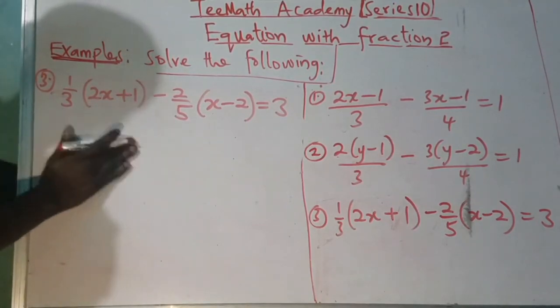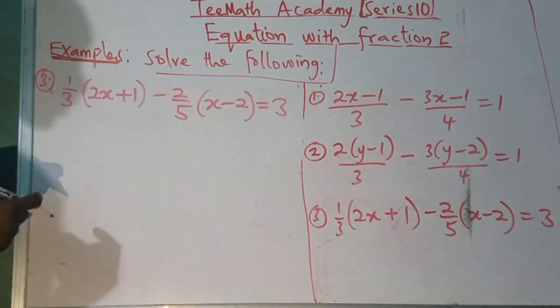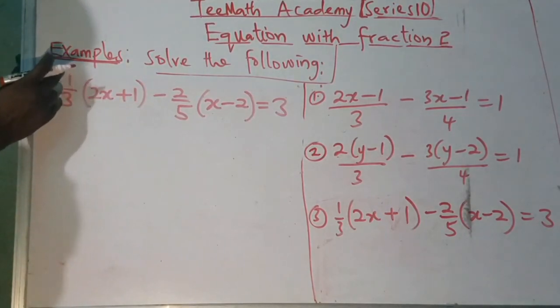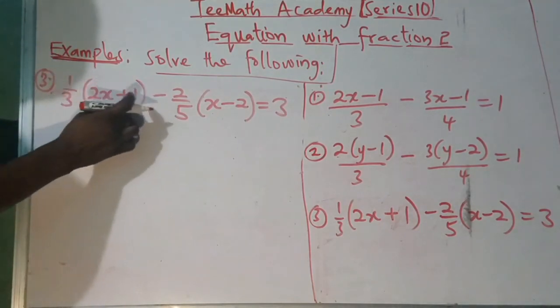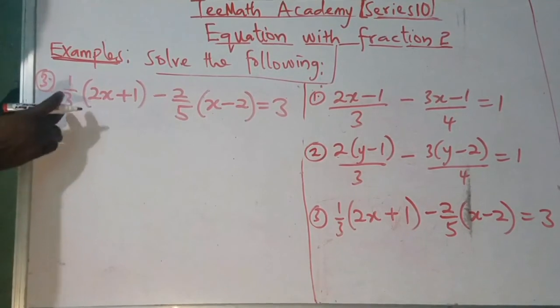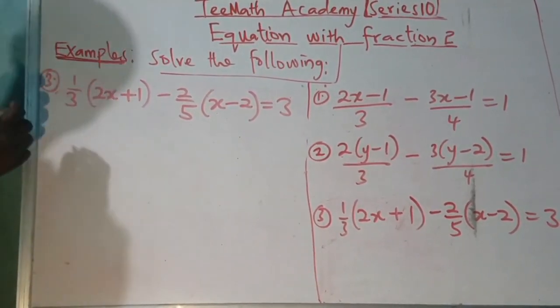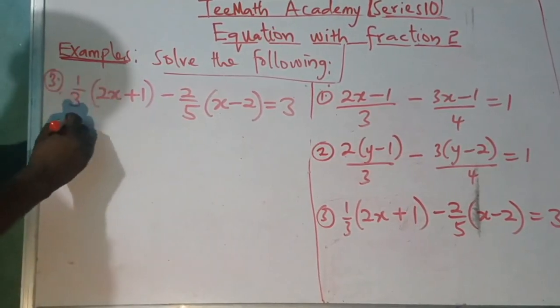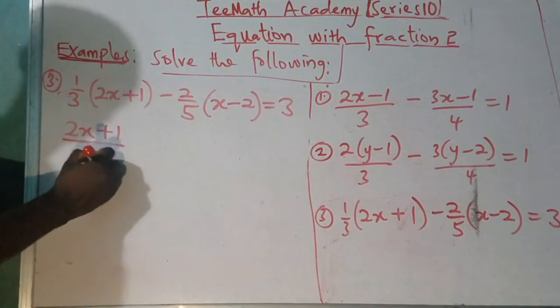This denominator does not have the right to remove this bracket. It's only this numerator. Anything that is up, the up number, has the right to remove only this number. Then what happens to this 3? This 3 is going to be the denominator. Now let us do it. 1 times 2x is 2x. 1 times 1, that is plus 1. Everything over what? 3.